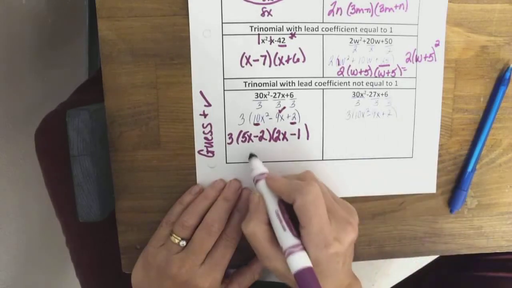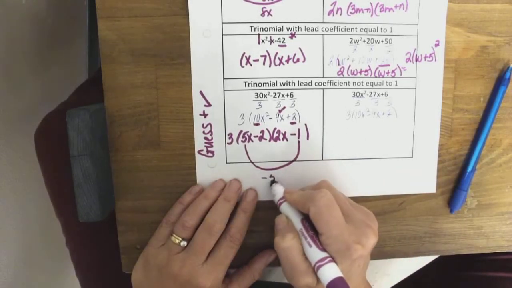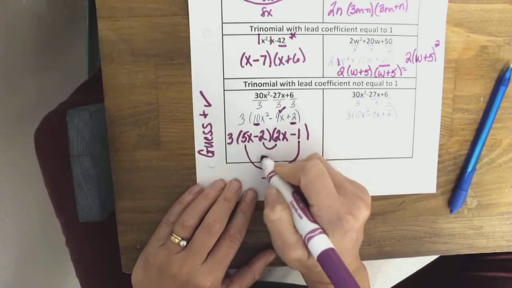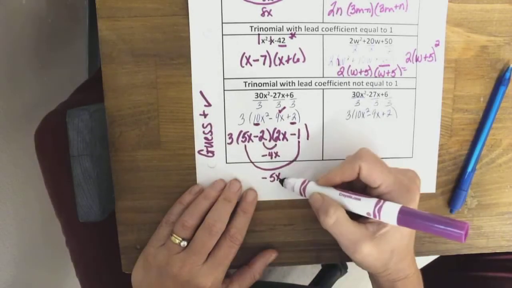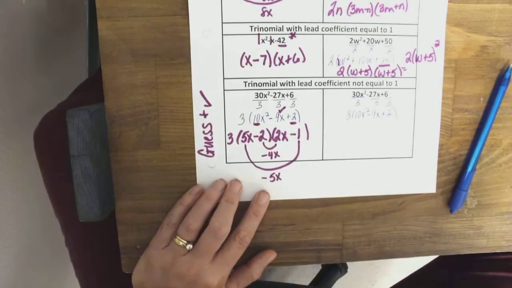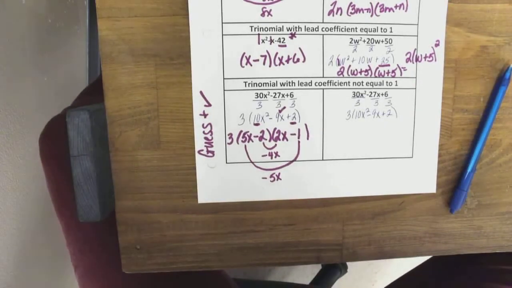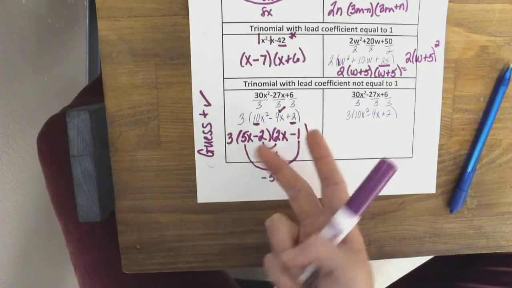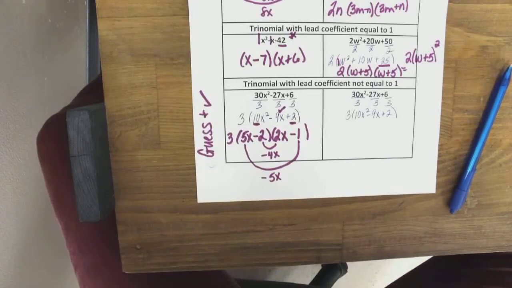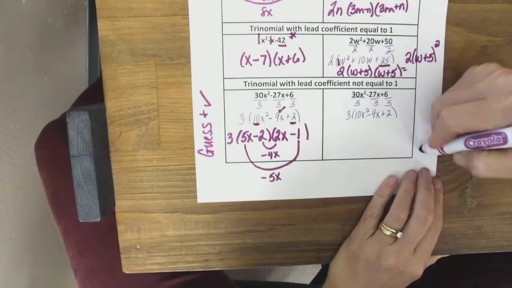Now, you must check if the middle term works. And you check that by multiplying these 2, which is -5x, and these 2, which is -4x, and then adding them together. -5x and -4x definitely gives me the -9x, so I got lucky. What I guessed worked. If it didn't, I'd have to switch numbers, try other options until I got it to work.